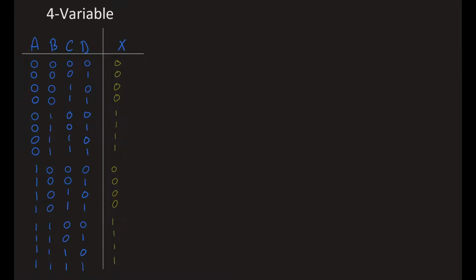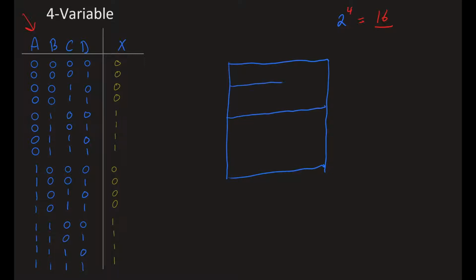Okay, so for 4 variables, we have 4 inputs, right? So if I have 4 inputs, that means we're going to need 16 cells, just like we have 16 rows over here. So here's how we draw this one. Again, we go back to making just a perfect square, or as perfect as you can draw. We're going to cut both vertically and horizontally 3 times.